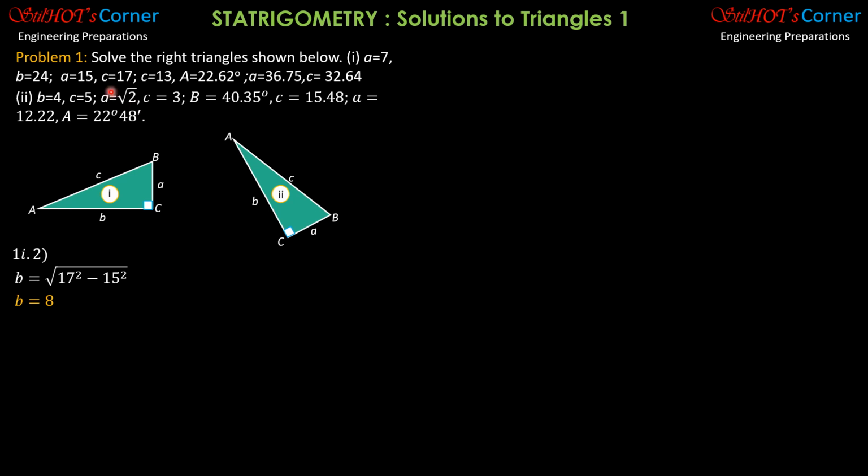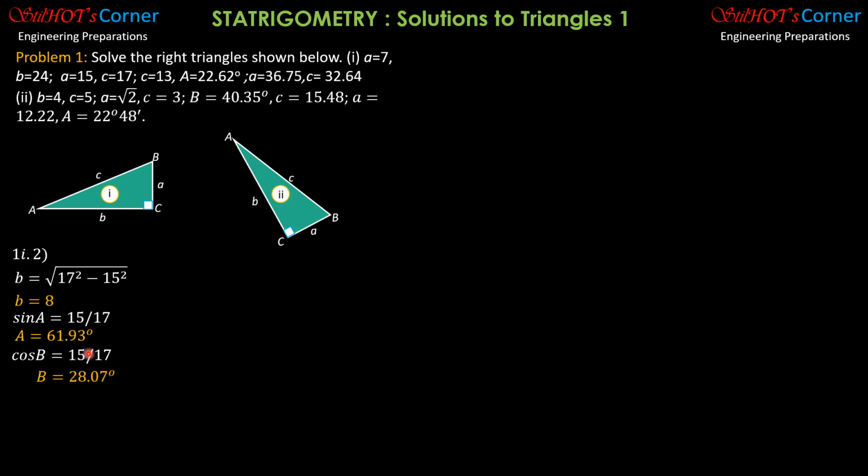Since the given elements are sides A and C, we solve angle A as sine of angle A equals opposite A over hypotenuse C. So opposite 15 over hypotenuse 17. So angle A is inverse sine of 15 over 17, and that is 61.93 degrees. For angle B, cosine of angle B equals A over C, 15 over 17. So B is 28.07 degrees.